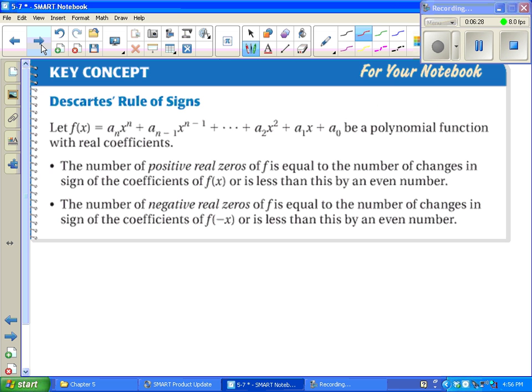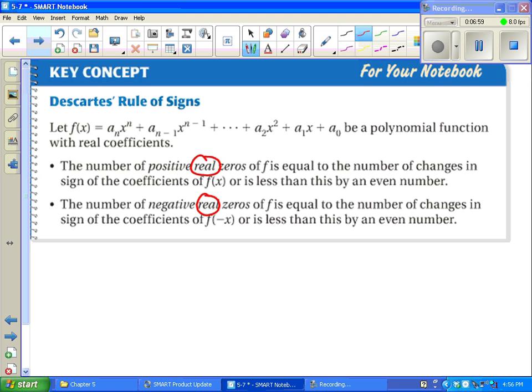Descartes' rule of signs tells us the number of positive and negative real zeros there might be. Real zeros, not rational. So if I tell you that there is a real zero for sure, that doesn't mean you should only use positive numbers when you're doing your PQ test. You've got to keep in mind that it could just be a number that's not a fraction, like the square root of 7 might be a zero.